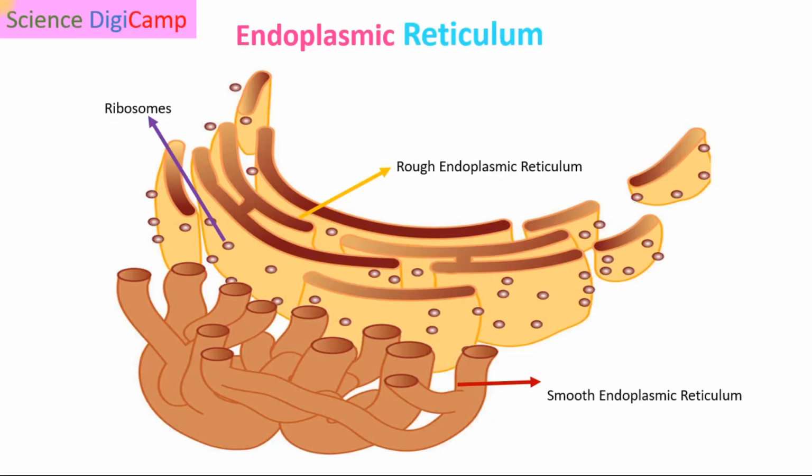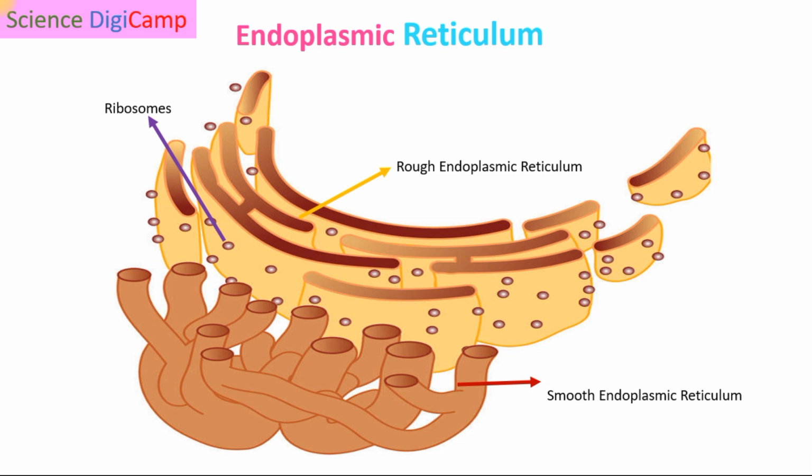Hello everyone, welcome. Today we are going to learn about an organelle that acts like a transport system inside the cell. It is endoplasmic reticulum. In short form, we can also say ER. You are seeing its structure here. It is mainly responsible for processing and production of proteins and lipids that are needed for cell activity.